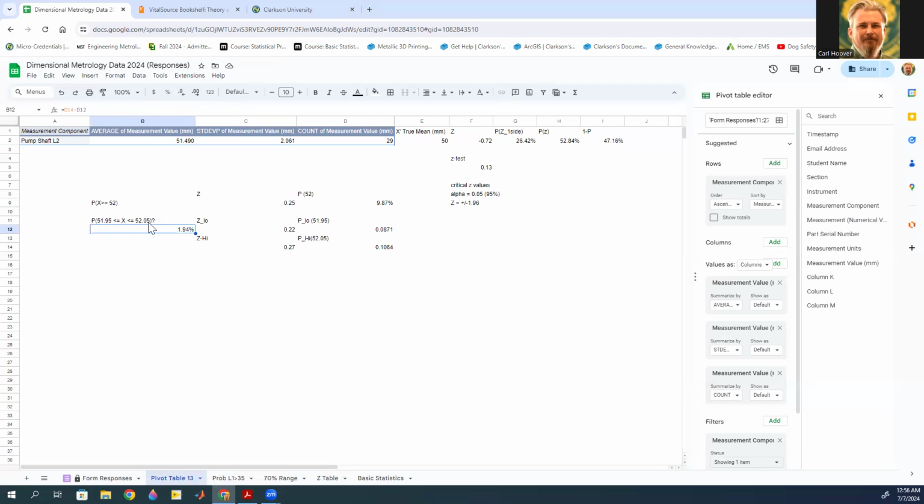And so the answer to our question is there's a 1.94% chance or probability that the measurement is between 51.95 and 52.05. And here the measurement is x less than 52, one-sided, 9.87. And so it's between the mean and 52. And so if we really wanted to give that as a probability of it being less than 52, we really need to add another 50% here.